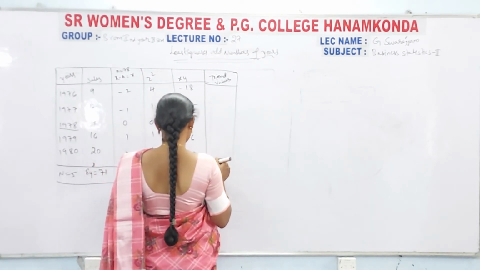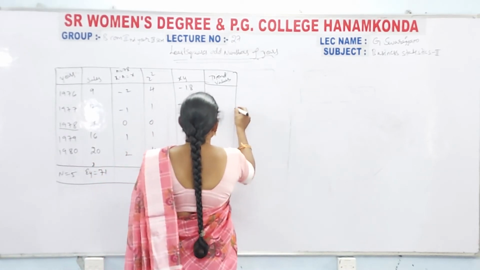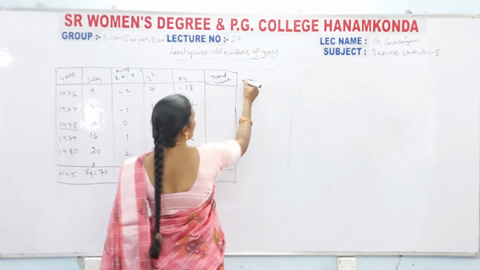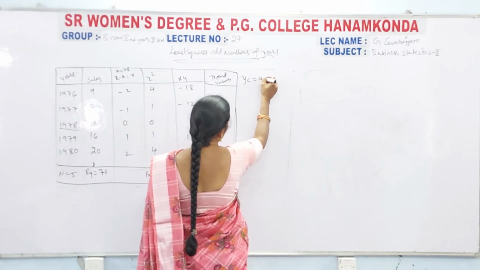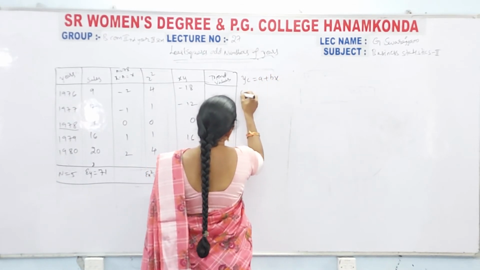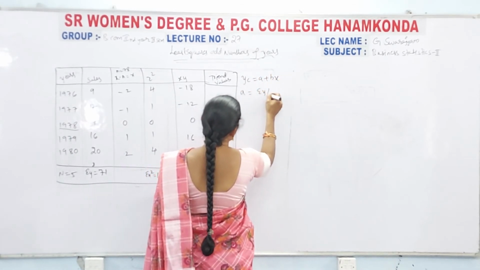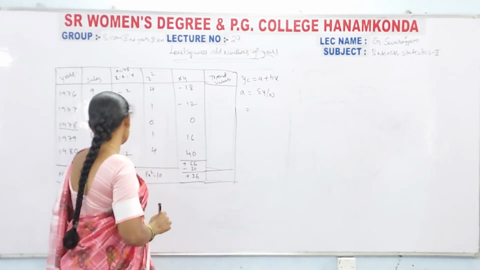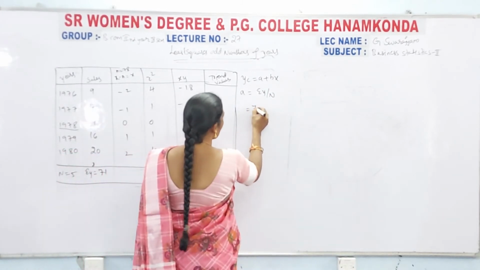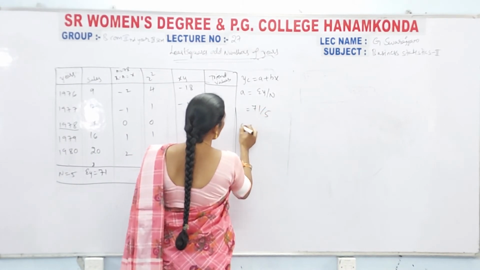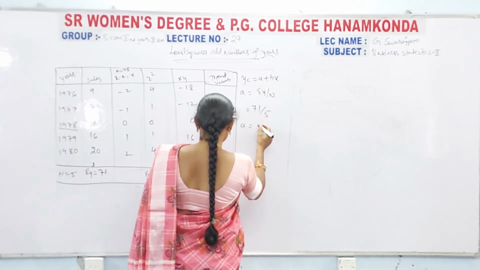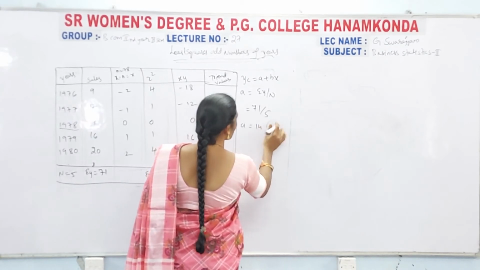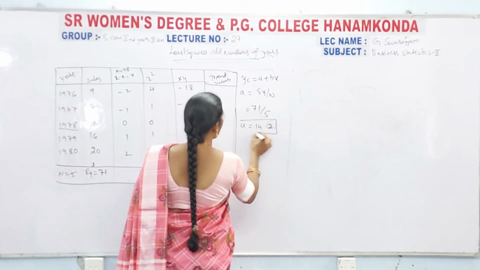Next, you have to calculate Yc is equal to a plus bx. So a is equal to sigma y by n. Sigma y value is 71 by 5. So a is equal to 14.2. Okay, this is the a value.